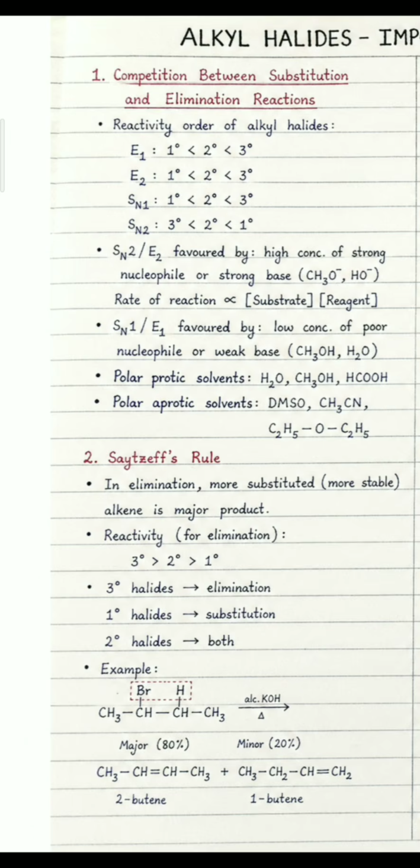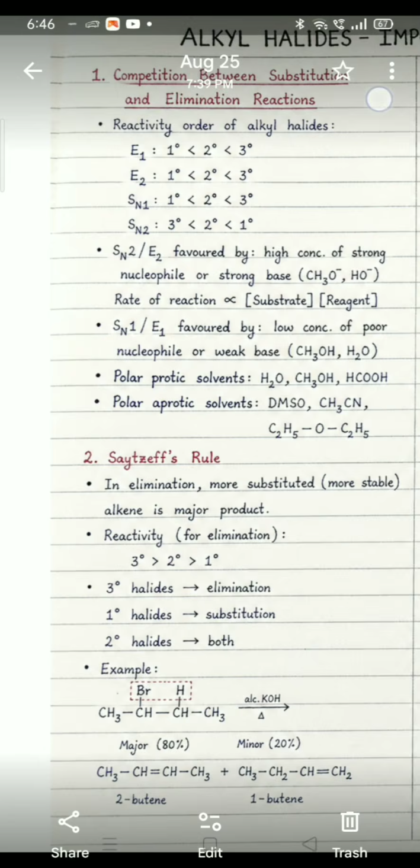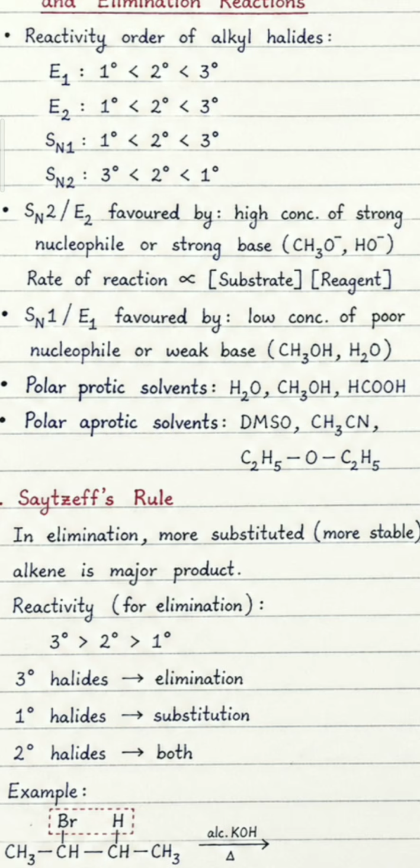SN1 or E1 is favored by low concentration of poor nucleophile or weak base. In the SN1 reaction, formation of carbocation takes place. Rate of reaction is directly proportional to the substrate only.